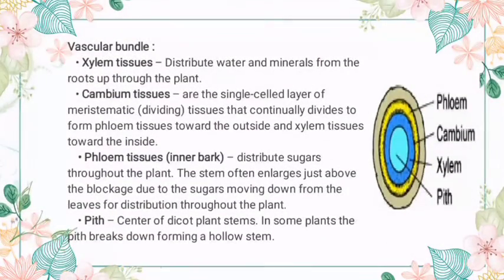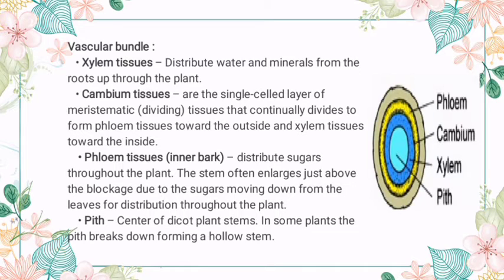So let's go to the vascular bundle of the stem. First is the xylem tissues distribute water and minerals from the roots up through the plant. Xylem provides the structural support in plants, becoming the woody tissue. Cambium tissues are the single-celled layer of meristematic dividing tissues that continually divides to form phloem tissues toward the outside and the xylem tissues toward the inside. Cell division of the cambium tissue adds width to the stem.